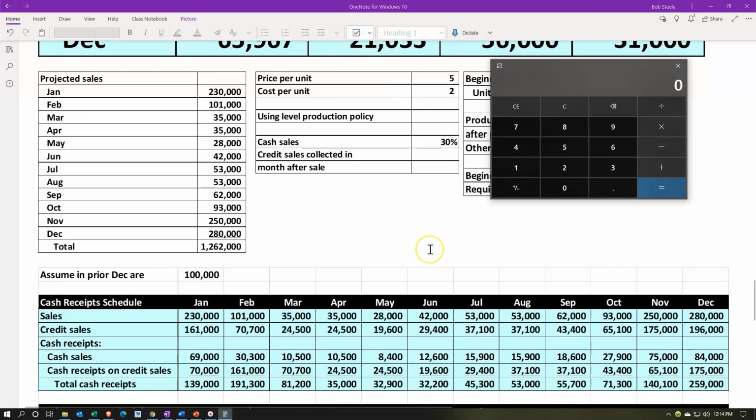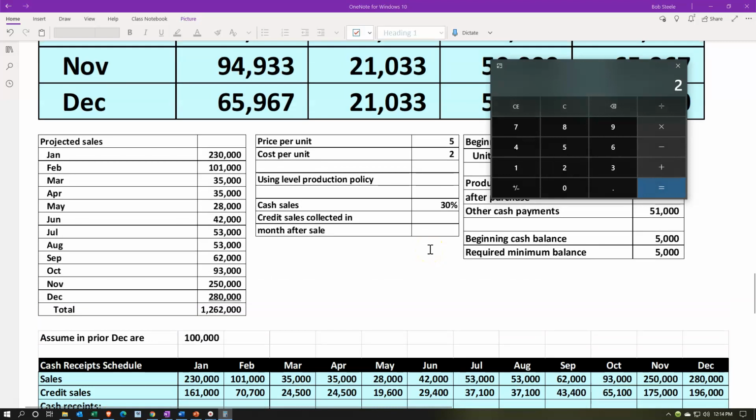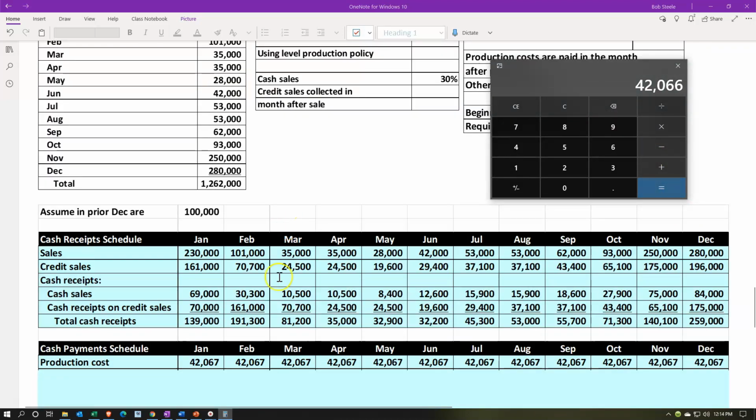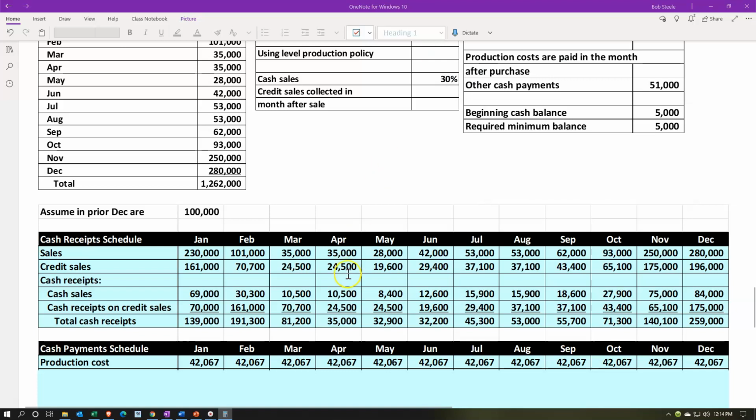So we're then going to be taking that 21,033, and it costs $2 per unit. So I'm going to say divided by times 2, and that's going to be our 42,067 about that we're going to have. There's rounding involved here, and that's what we're going to have for the entire year. That's why we have the even production process.